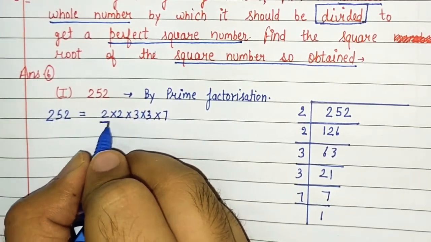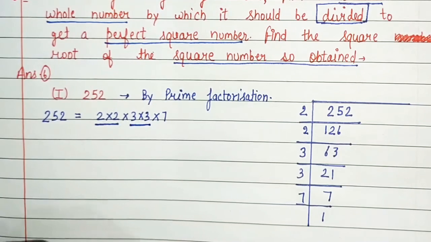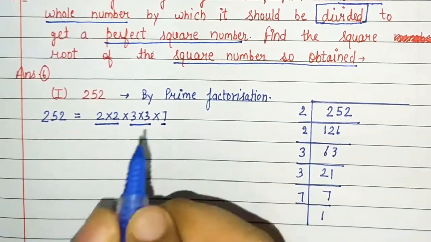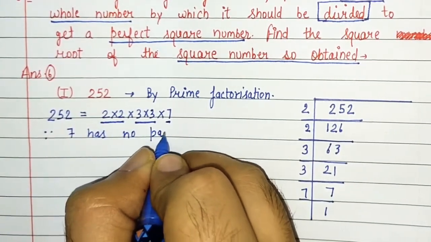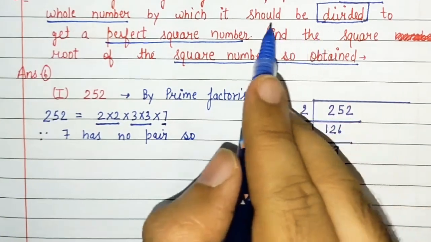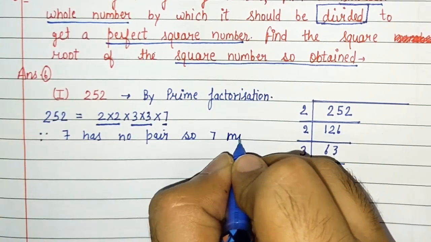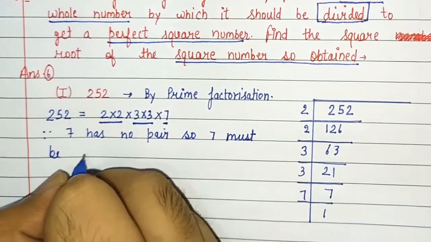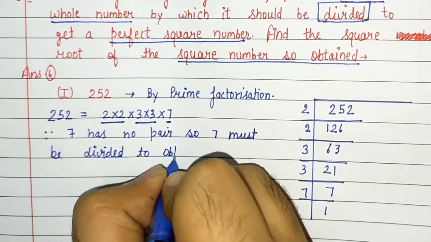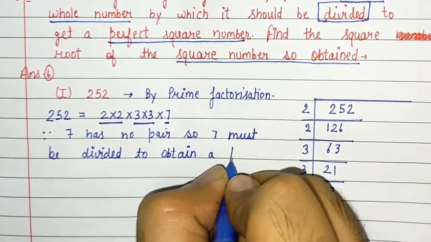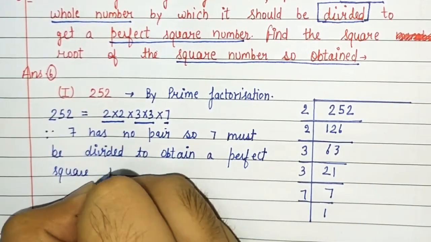Now if you check, 2 is in a pair, 2 into 2, and 3 is also in a pair. Which number is not in a pair? 7, because 7 has no pair. So the question is, what should be divided? 7 should be divided. So 7 must be divided to obtain a perfect square number.